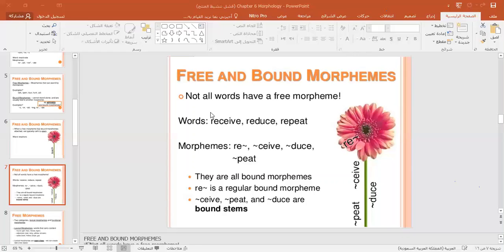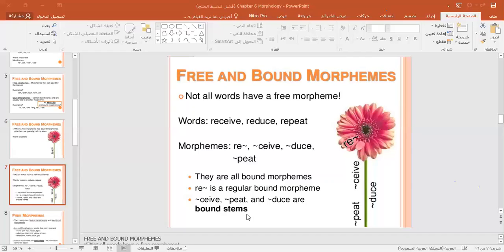So the two morphemes of the word receive, and also of reduce and repeat, you see in reduce, duce cannot stand by itself as a word because we don't have a word in English called duce, or peat, P-E-A-T. So they can't stand by themselves as words, so we call them bound morphemes. In these words, all the morphemes are bound morphemes. Re is a regular bound morpheme; sieve, peat, and use are bound stems.